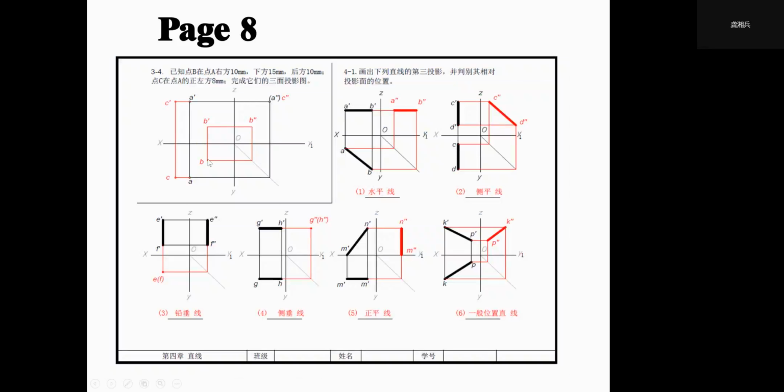This one, B is on the right. This one is 10. On the left, below, this is 15. And on the back, this one is 10. This direction is 10, yeah? You first get B, then you use the 45 degree, get another answer. And on the point A, point C.